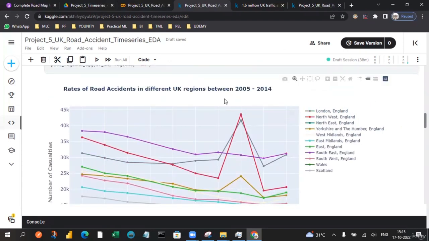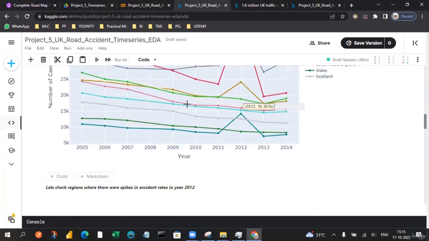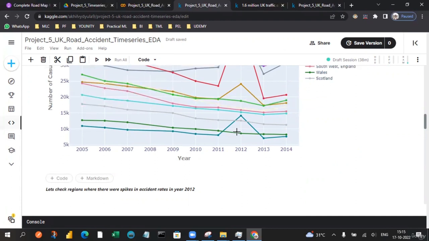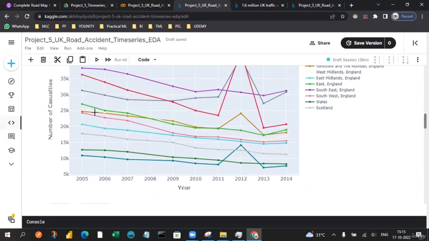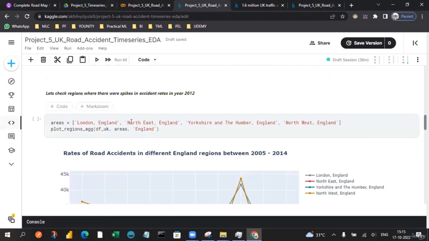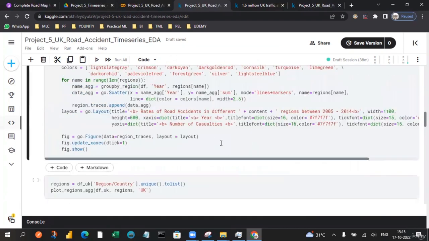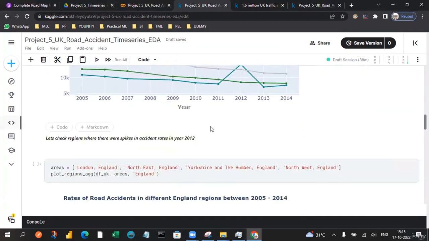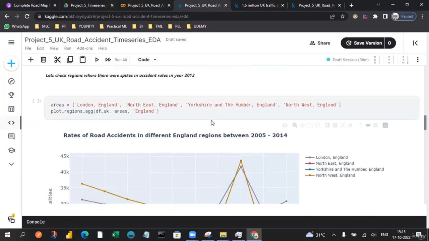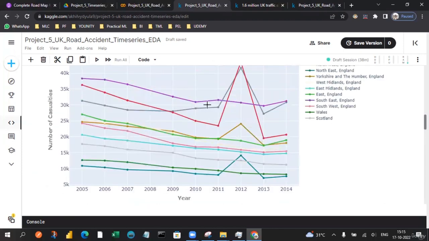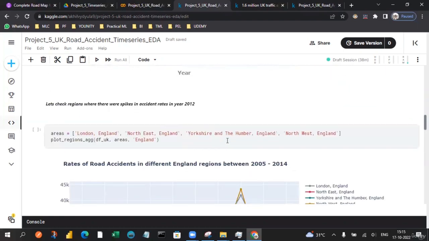The northwest has a very high value when compared to all, and you can see a very narrow line plot for the pink and the shadow color, along with the blue color and the light gray color. The number of spikes is very high when compared to what we observed in 2012. So let's focus more on which regions have the spikes in accidents. Let's focus on the spikes we had.